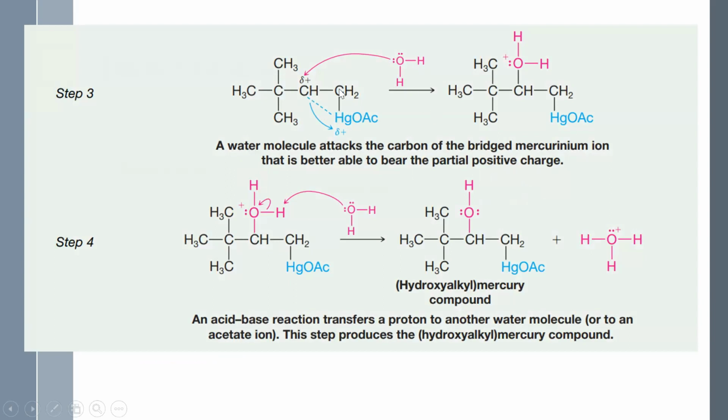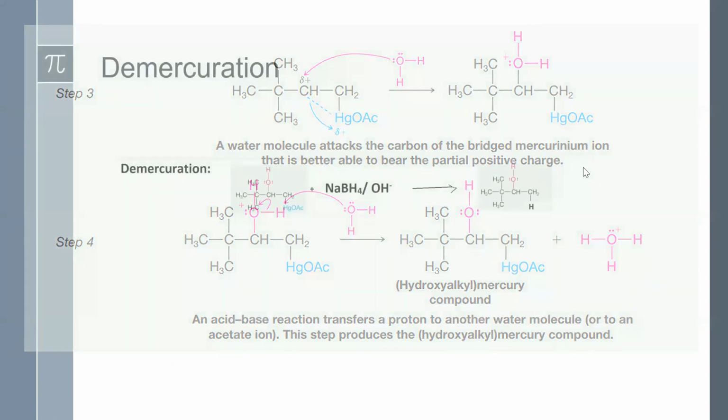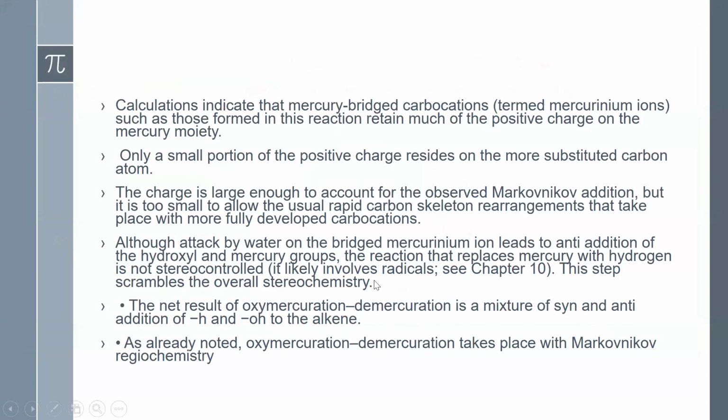If you have your mercury acetate in step 3, since it's like a 3-membered ring, it's a bridge, no? So your water will attack on the other side. That's why it's anti-addition here. You have your OH on this side, and your mercury is on the other side, and later when you remove the mercury, to have your hydrogen here, they are anti to each other. So the attack here leads to the anti-addition of the hydroxy and mercury groups.